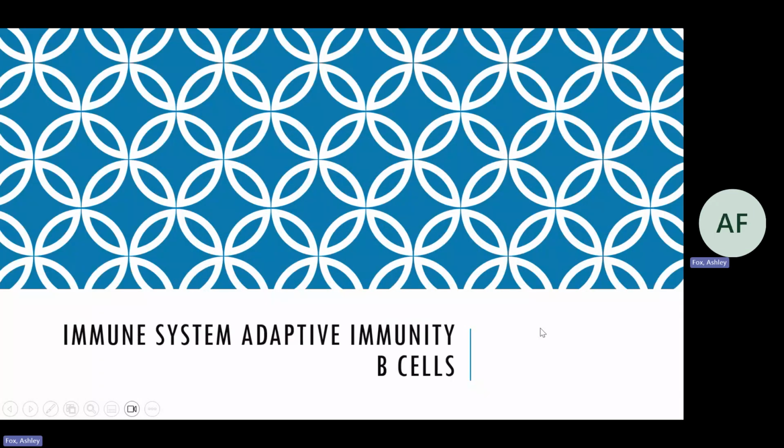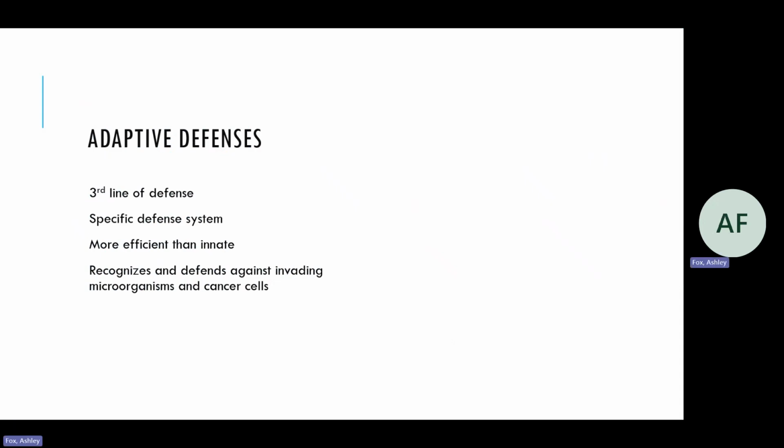Now we're going to start talking about adaptive immunity. So we've talked about the innate or non-specific. Now we're going to talk about the adaptive or the specific immunity. And in this PowerPoint, we're going to talk about B cells or B lymphocytes. The specific or adaptive defenses are what we consider the third line of defense.